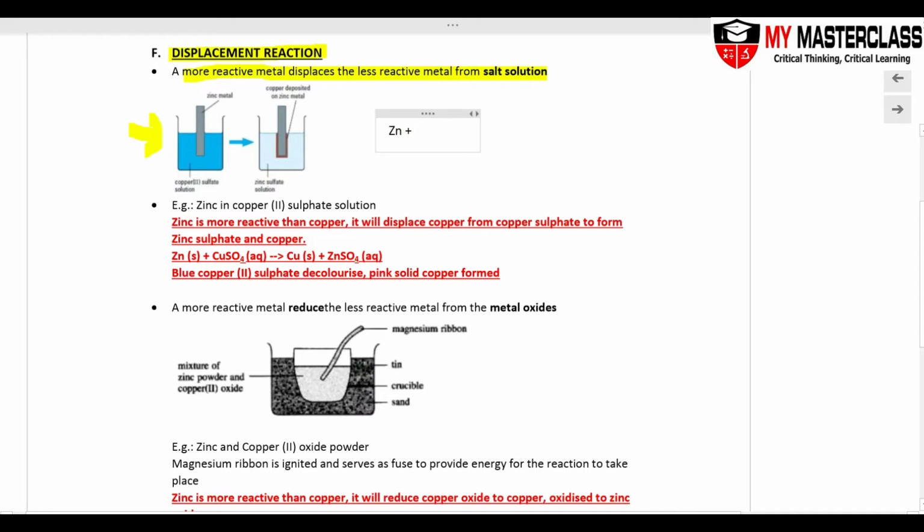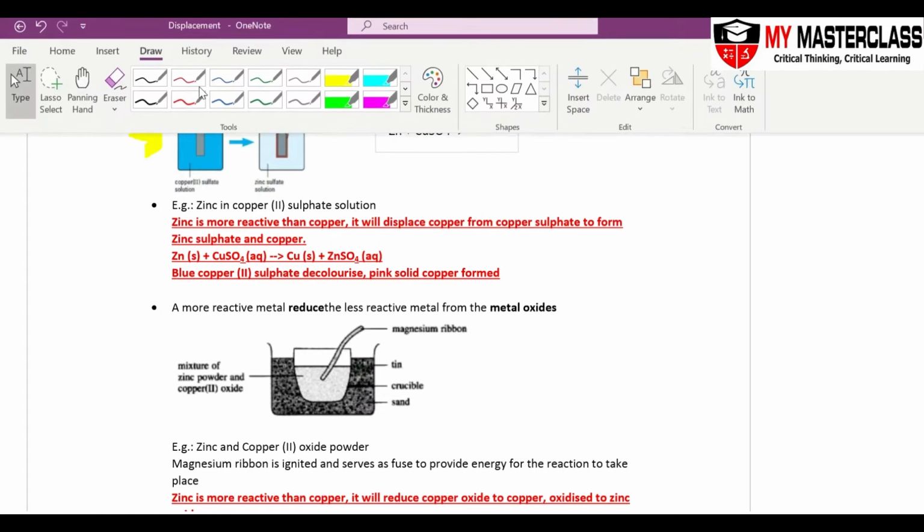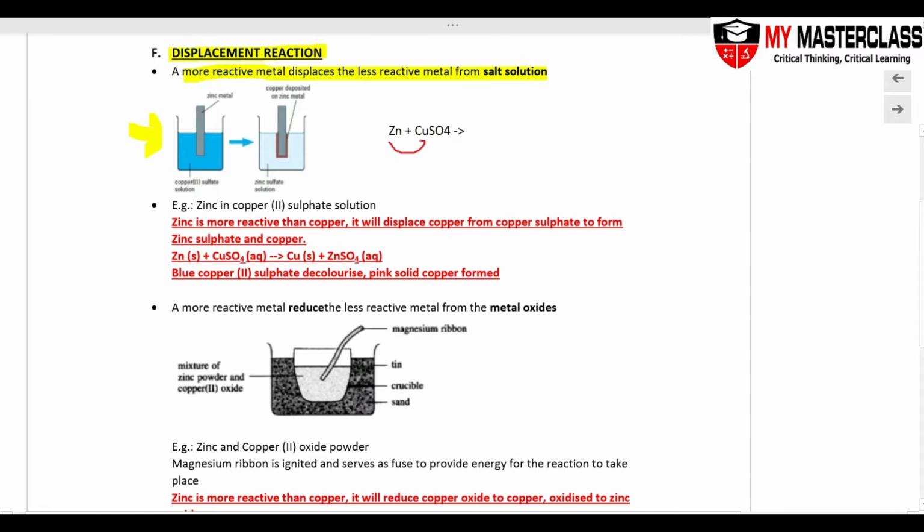So zinc plus CuSO4. Zinc is more reactive, so more reactive can kick out the less reactive. Instead of kick out, we have to use the word displace, word for word, when you write it. The explanation is over here: zinc is more reactive than copper. It will displace copper from copper sulfate solution to form zinc sulfate and copper.